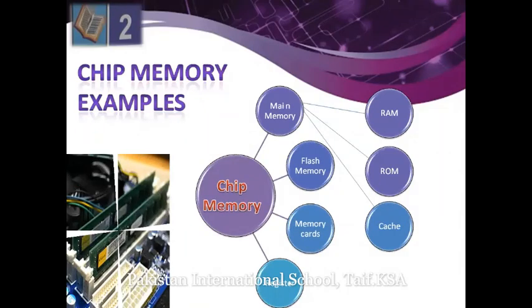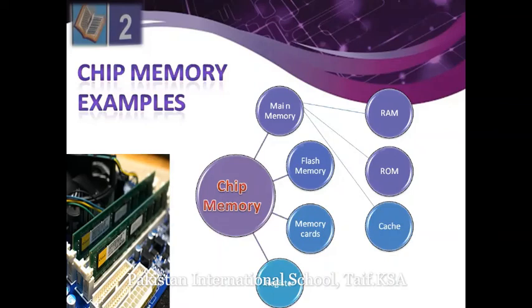Chip memory, first of all, contains the main memory. The main memory is the type of memory which is used to hold your data on a temporary basis. It can be classified into RAM, ROM, and cache memory. Chip memory can also be classified into flash memory, memory card, and register. All these are the types of chip memory in which we have ICs.